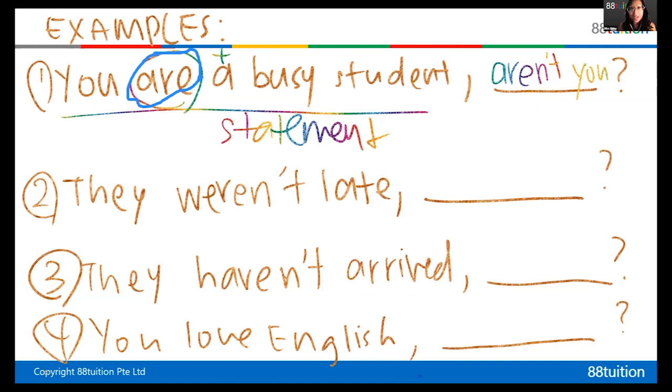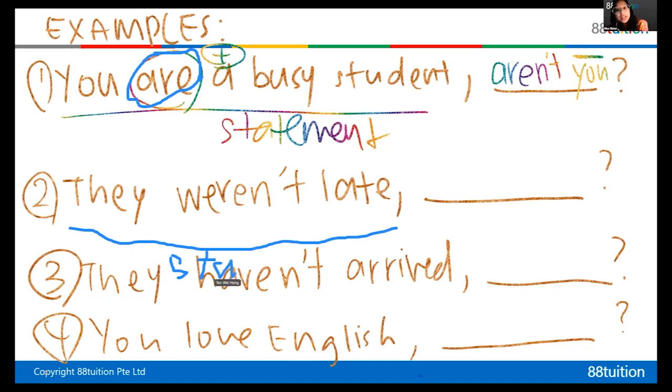or negative depending on the front part of the statement, because here there's no not, right? So here is positive, that means here it becomes negative. Aren't you is negative, okay? Positive statement, negative question tag. If it's a negative statement, it's a positive question tag.